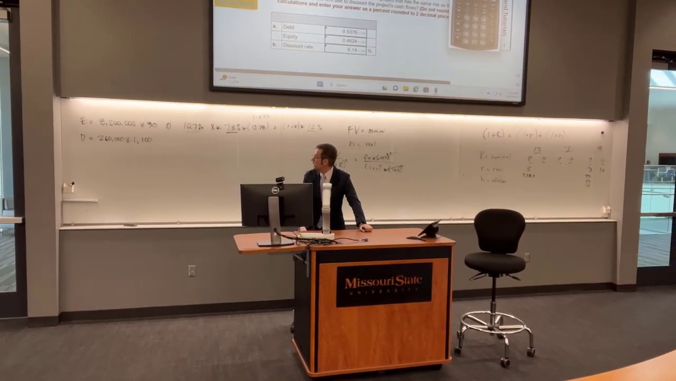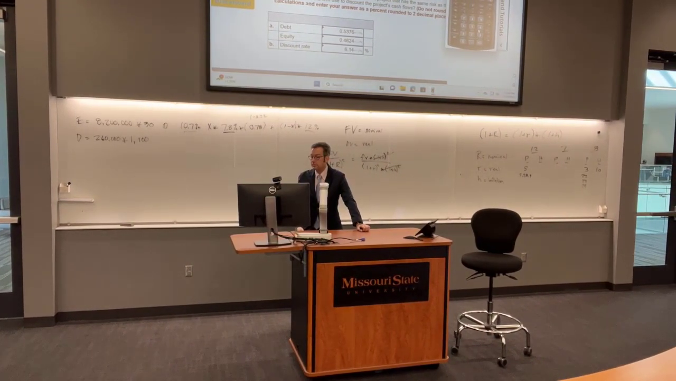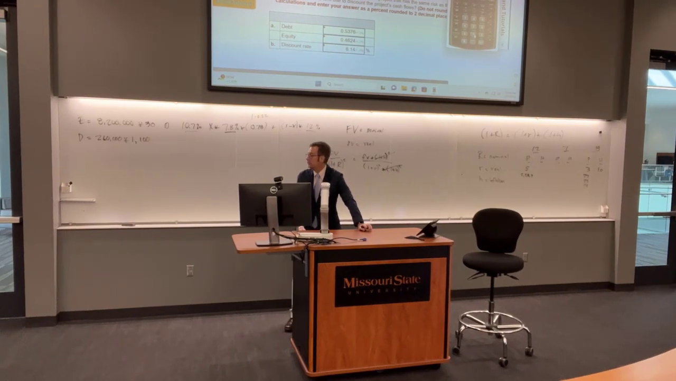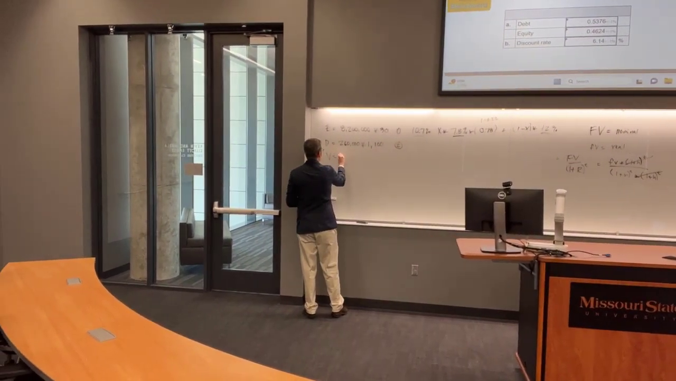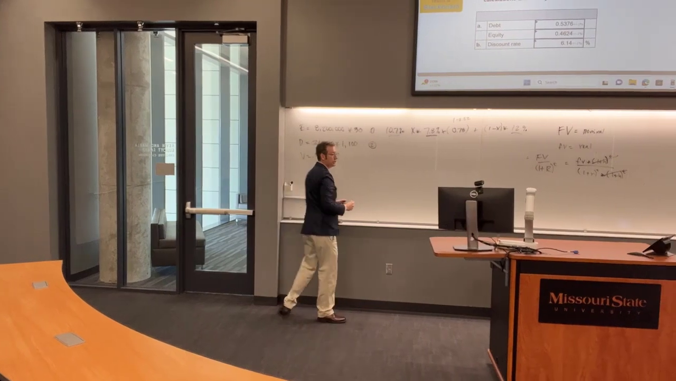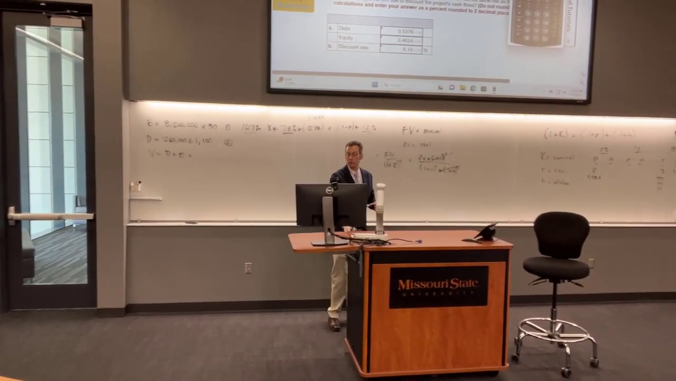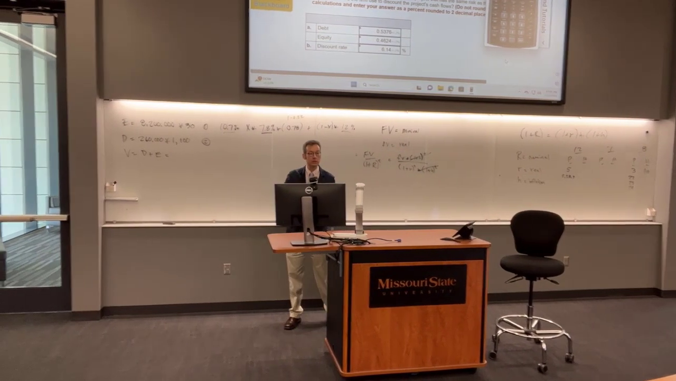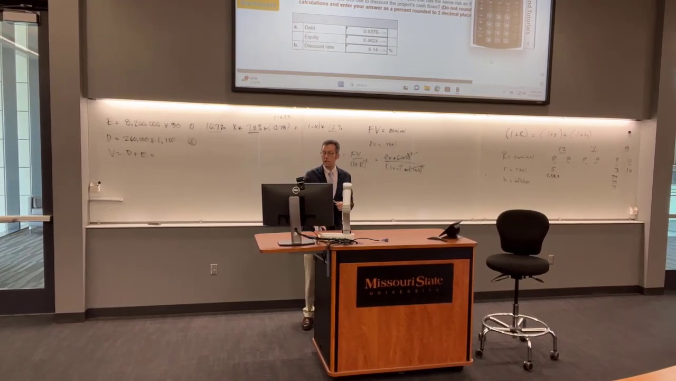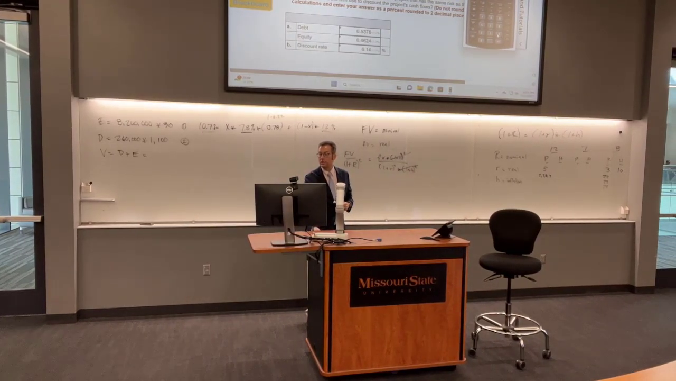Now to figure out the value of the debt, I'm going to take 260,000 and multiply by 1,100, and store that in location 2. The value of the firm is just the debt plus the equity, so I say plus recall 1 equals 532 million. I'm going to store it in location 3.